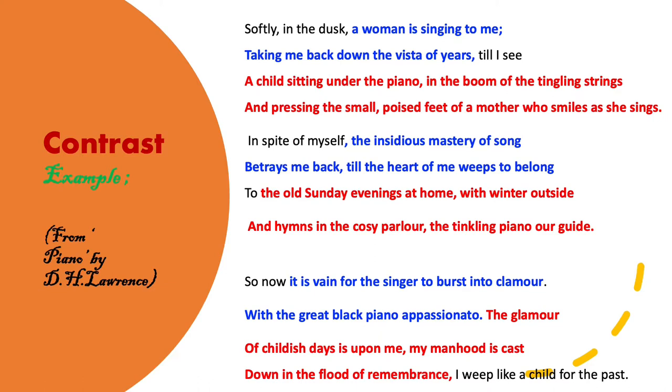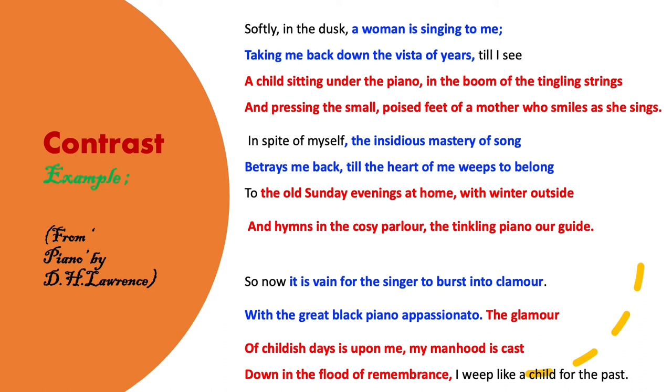D.H. Lawrence uses contrast in his poem Piano, while journeying down his memory lane as a woman is singing to him softly in the dusk. The woman is singing to the same piano which his mother used to play on Sunday evenings when he was a child. No matter how melodious the woman's singing is, it gives nothing to his ear other than something burst into clamour. It only takes him down memory lane where he sits under the piano, pressing his mother's poised feet and seeing her smile as she sings.